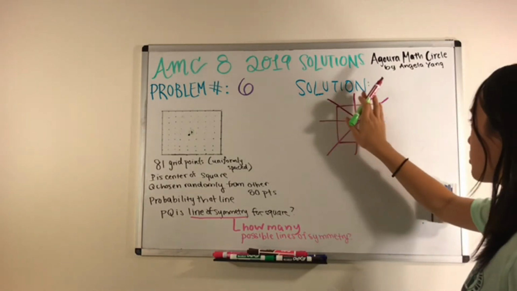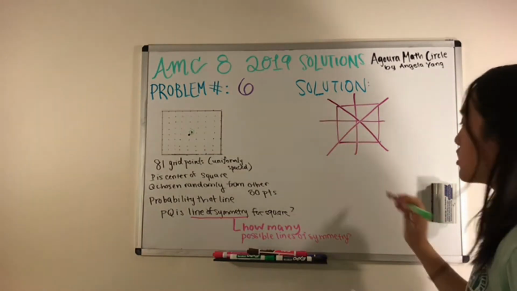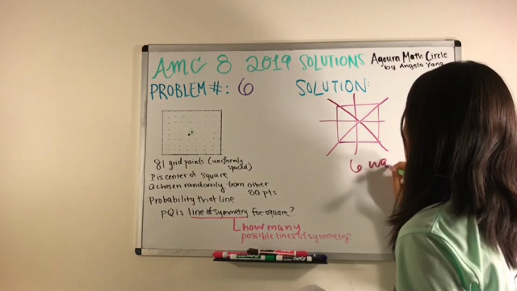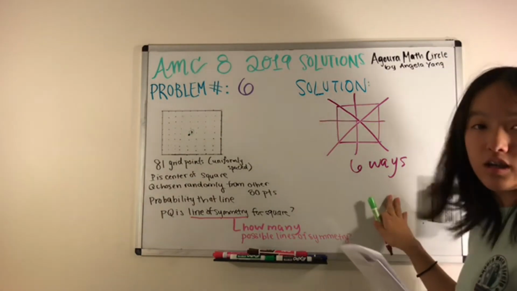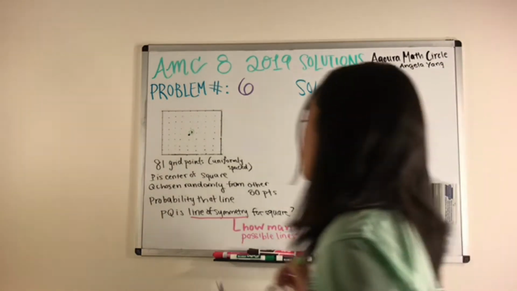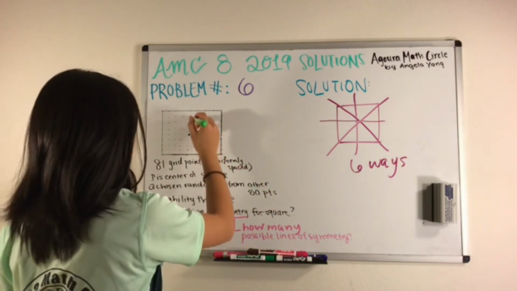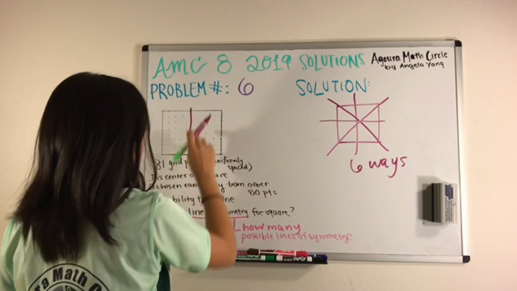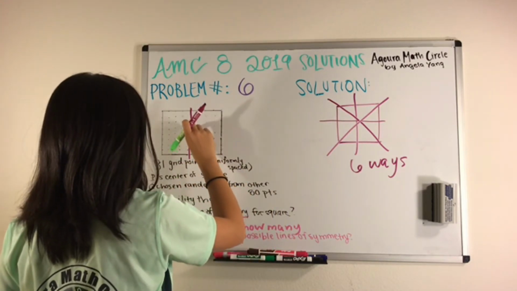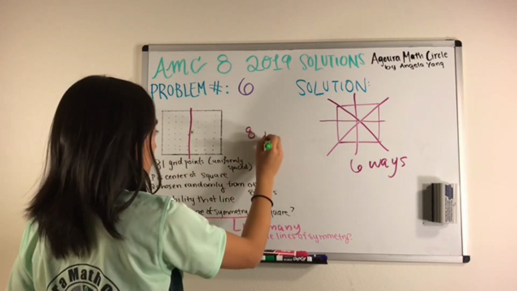And that's 1, 2, 3, 4, 5, 6. So that's 6 ways to split this square evenly using a line of symmetry. Now, knowing this, we can evaluate one of these methods. Let's say we're evaluating the directly vertically down method. That would be 1, 2, 3, 4, 5, 6, 7, 8. 8 possibilities in total.